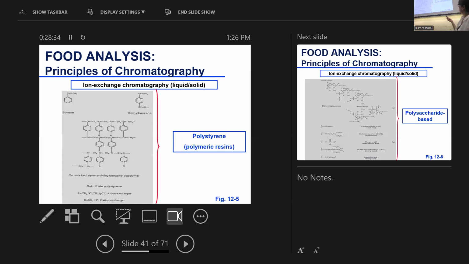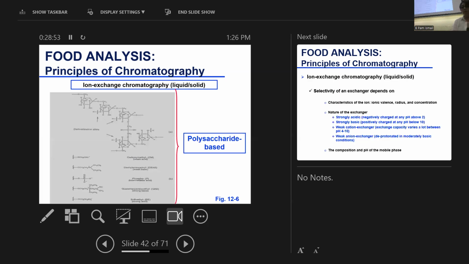So polystyrene is a common polymer. And then here you have your R, derivatized to be either positively charged, so you have anion exchange, or negatively charged, you have cation exchange. A very common resin is polysaccharides. So you have cross-linked polysaccharides. The OH is the functional group that gets derivatized into either a weak acid or a weak base. So weak acid, we have negative charge. So this is anion or cation exchange?